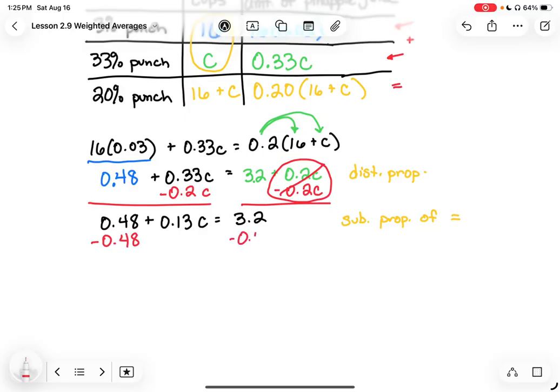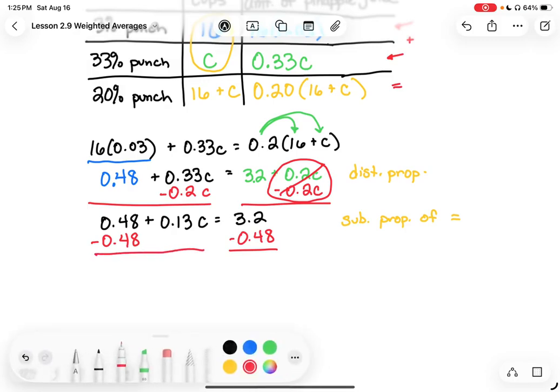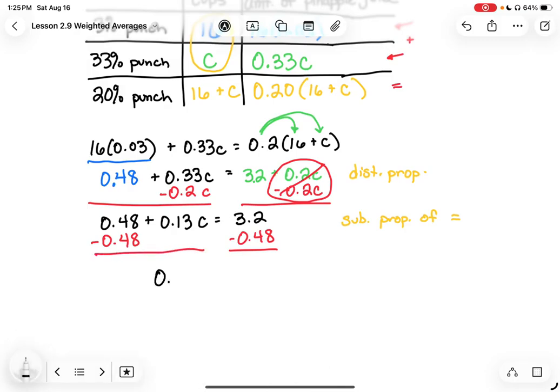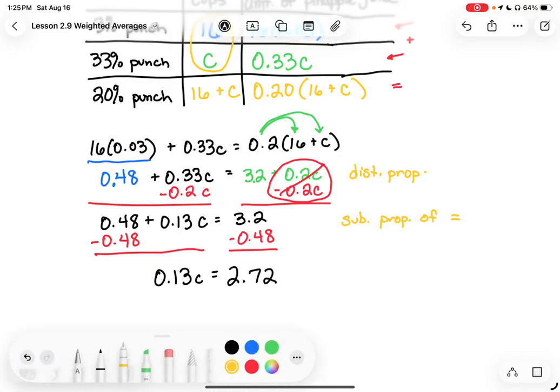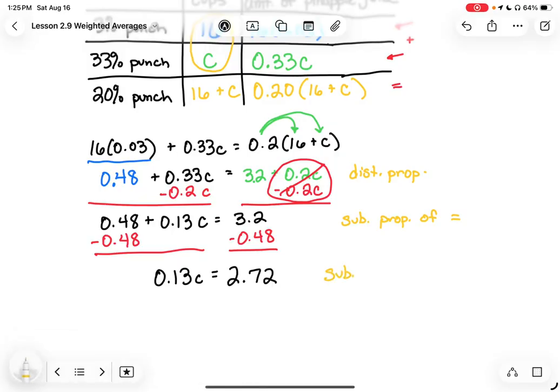Subtract 0.48 on both sides. Decimals here are getting a little tricky. We may want to at some point use a calculator, if for no other reason than to just make sure we're doing everything right. So 3.2 minus 0.48 is going to give us 2.72. Once again, that is the subtraction property of equality.